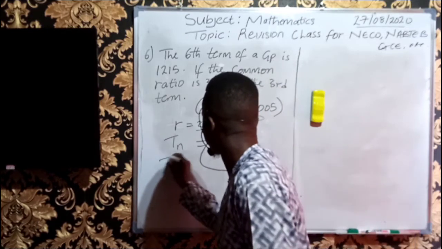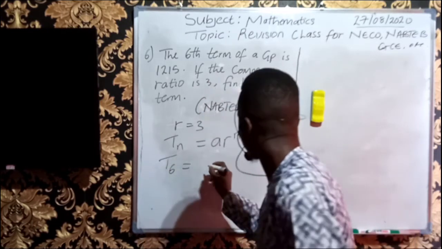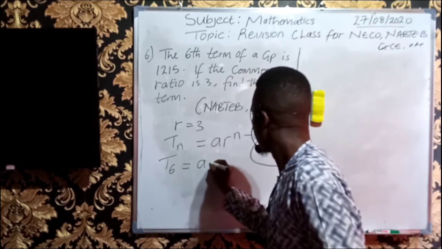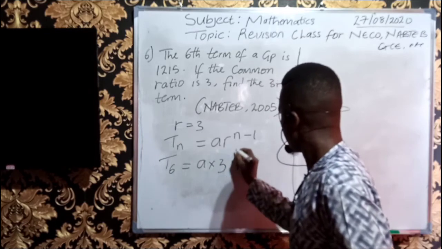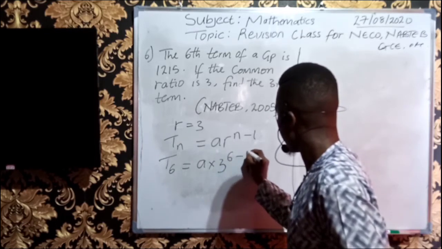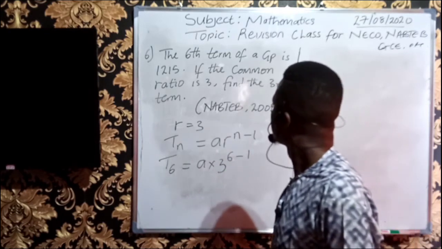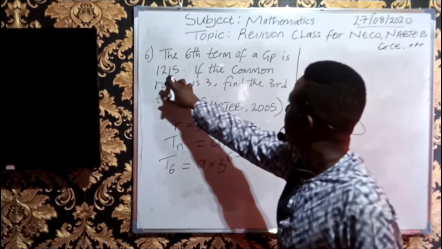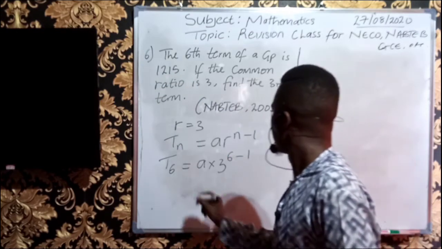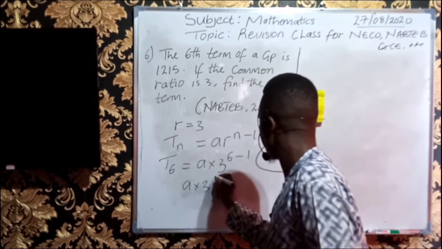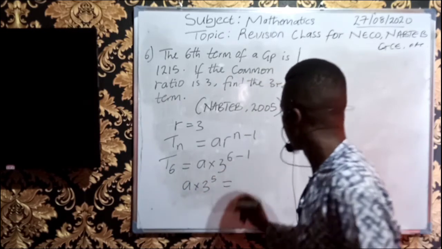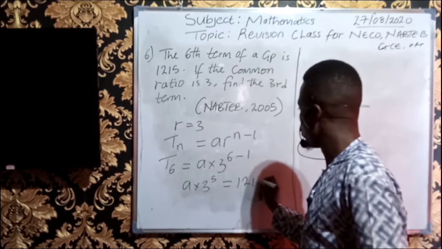Then T6 will now be a times r, common ratio is 3, I'll write 3, to the power of n, which is 6, minus 1. But we are told that this sixth term is equal to 1215, hence a times 3 to the power of 6 minus 1, which is 5, equals 1215.